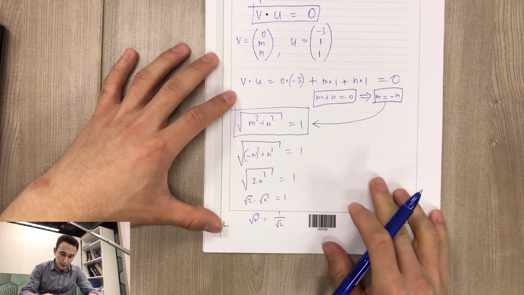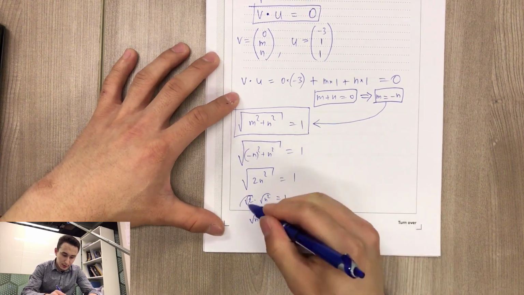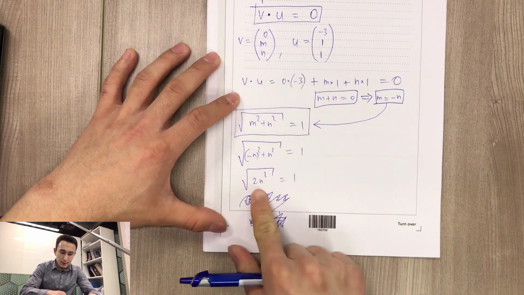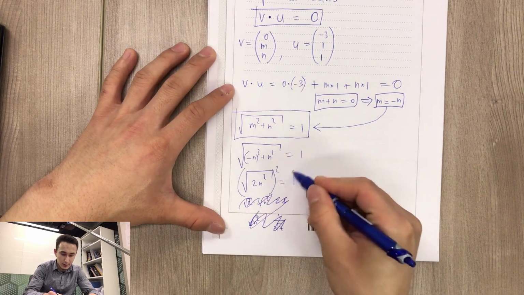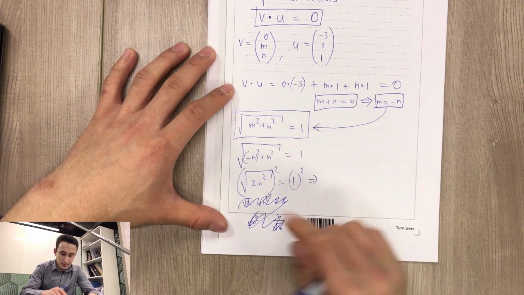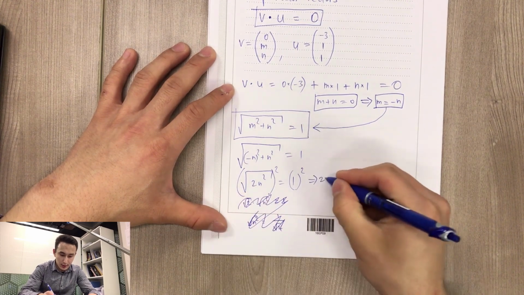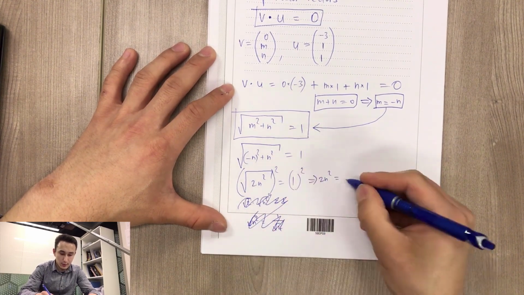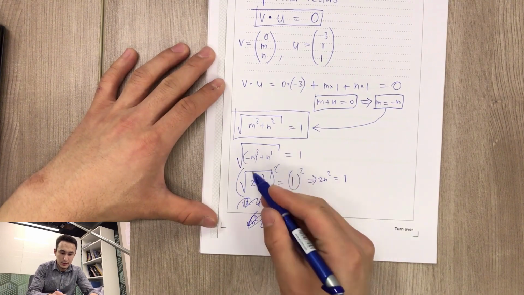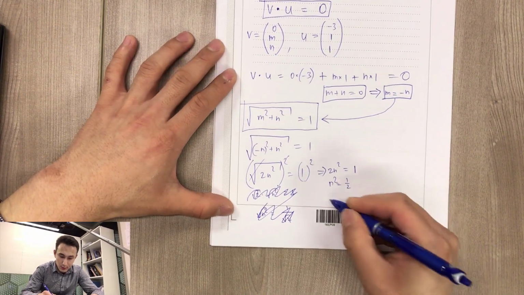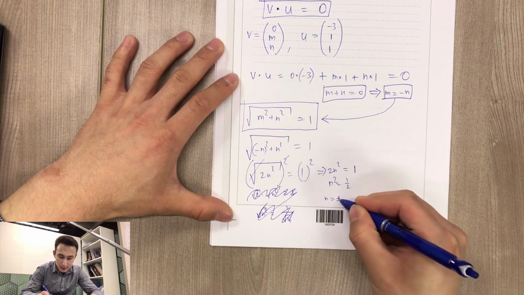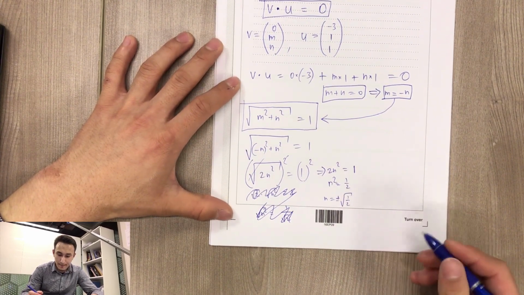Oh, okay, let's not do it this way, let's just do an easier way. From this step, we're going to square both sides. So square the left hand side and square the right hand side. The left hand side is just 2n squared, and the right hand side is 1 squared, which is 1, because the square and the root cancel out. So the next step, n squared is equal to 1 over 2, which means that n is equal to plus or minus the root of 1 over 2.